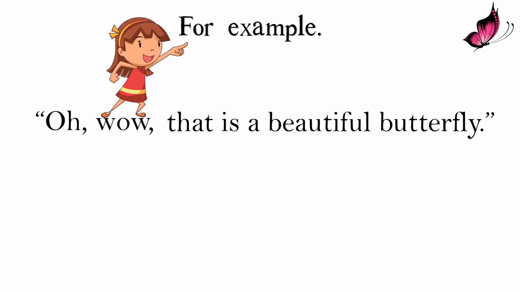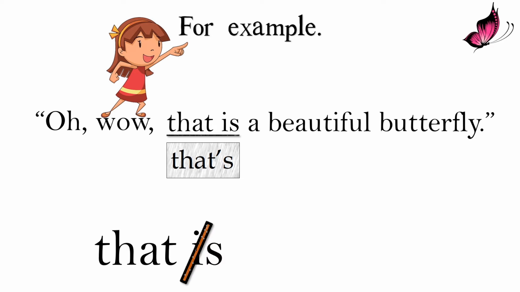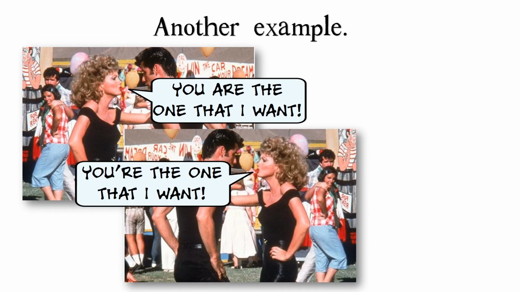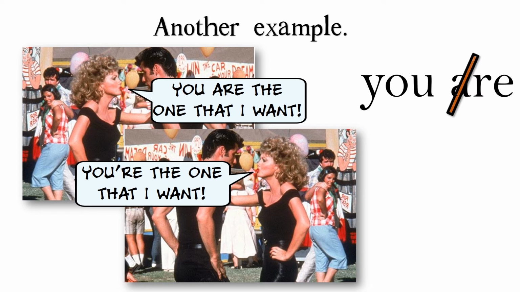For example, instead of saying, "Oh wow, that is a beautiful butterfly," that is can be replaced with that's. Get rid of the I in that is, and replace it with an apostrophe. Another example. Instead of writing, "You are the one that I want," you can say, "You're the one that I want." Notice how we've gotten rid of the A and replaced it with an apostrophe.